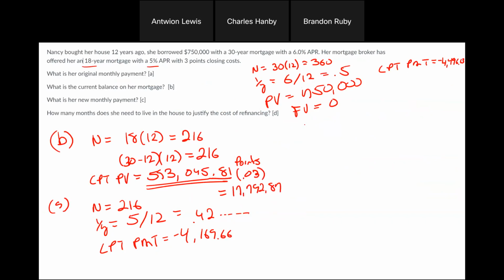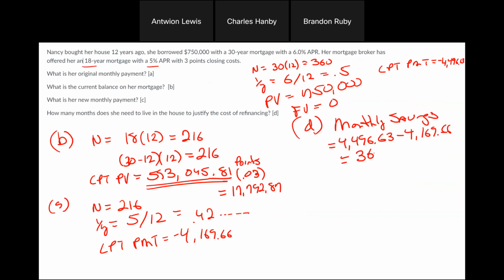And then monthly savings. That's going to be 4,496.63 minus 4,169.66. So that's $326.96.